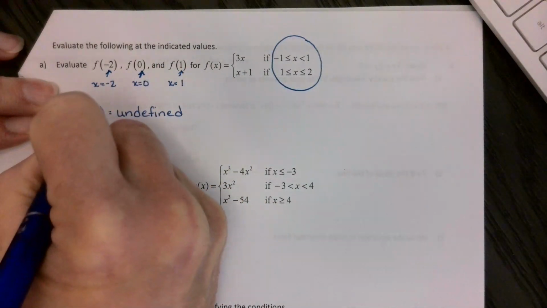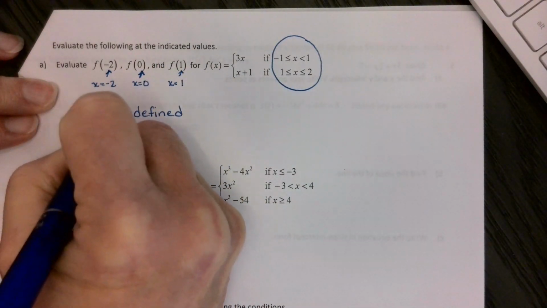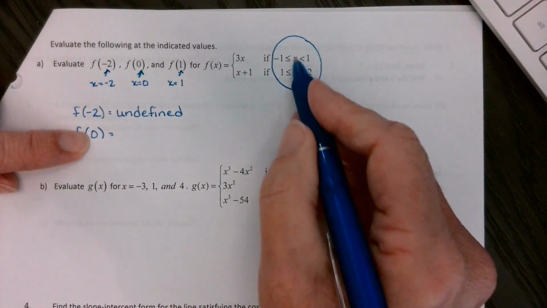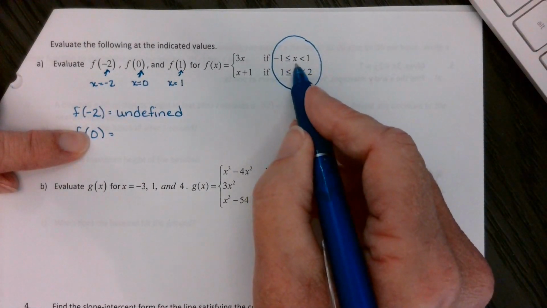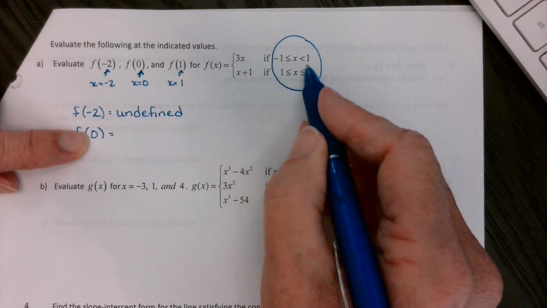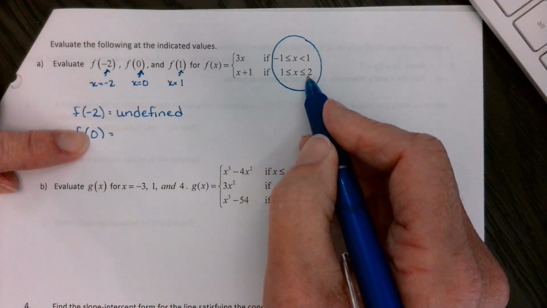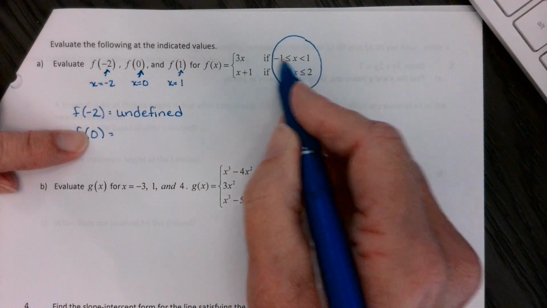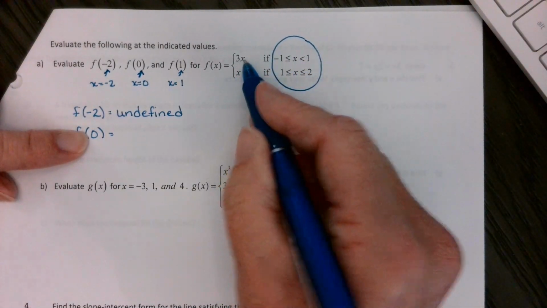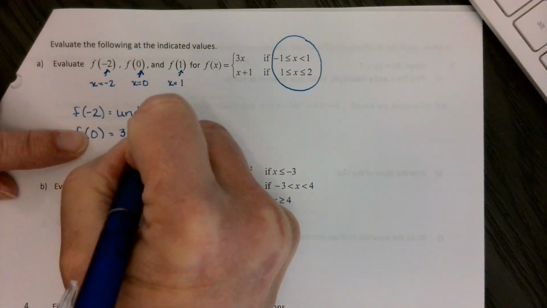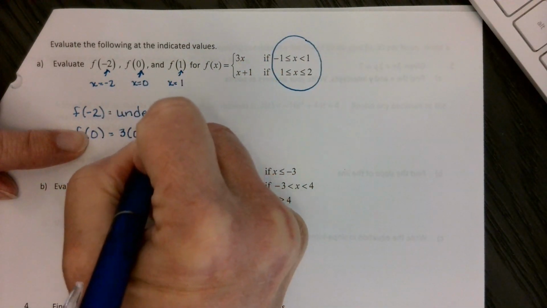So when we find f of 0, again, our x is 0. Where does that fall? Does it fall here? Is 0 between -1 and 1, or is it between 1 and 2? It falls right here, so you're going to say 3 times whatever our x is, which is 0, and 3 times 0 is 0.